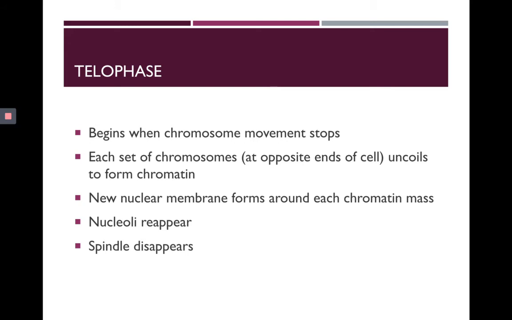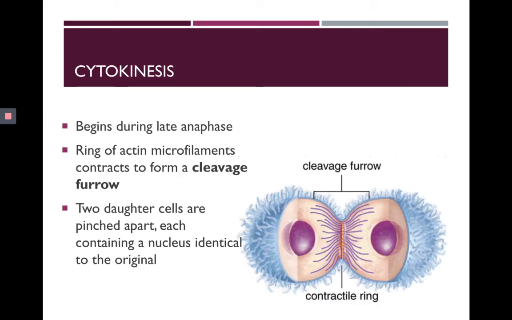During telophase, cytokinesis also begins. Cytokinesis is not an extra phase of mitosis. It's just a process that occurs at the end of mitosis. And cytokinesis, which occurs mainly during telophase, actually begins as soon as the chromosomes stop moving, which is in anaphase technically, and then we move to telophase. And cytokinesis is the division of the cytoplasm.